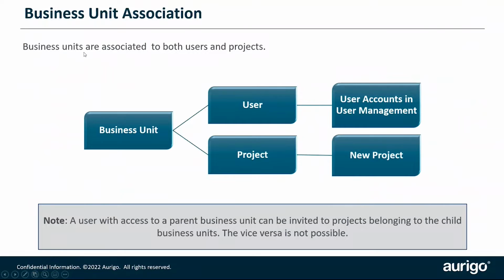So like I mentioned, business units are associated to both users and projects. A user, when they are created in user management, has a business unit associated to them. When a project is created in the projects list page, a business unit is associated to it. A user with access to a parent business unit can be invited to projects belonging to the child business units. The vice versa is not possible, that I just explained in the example.